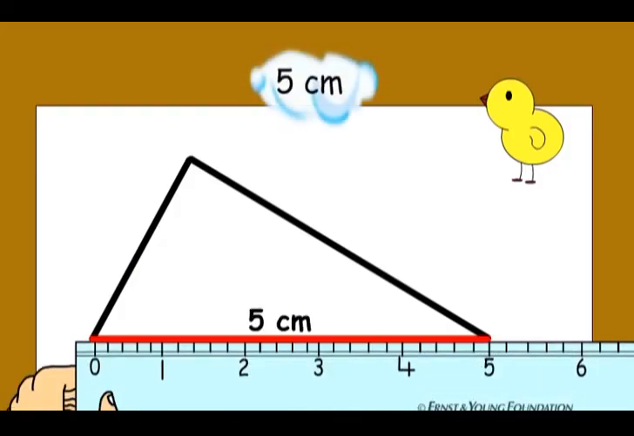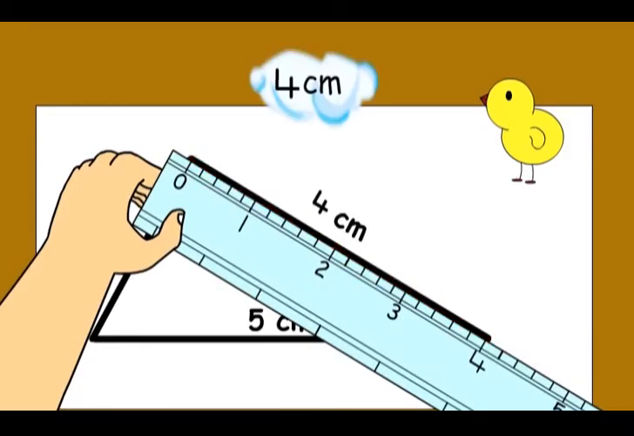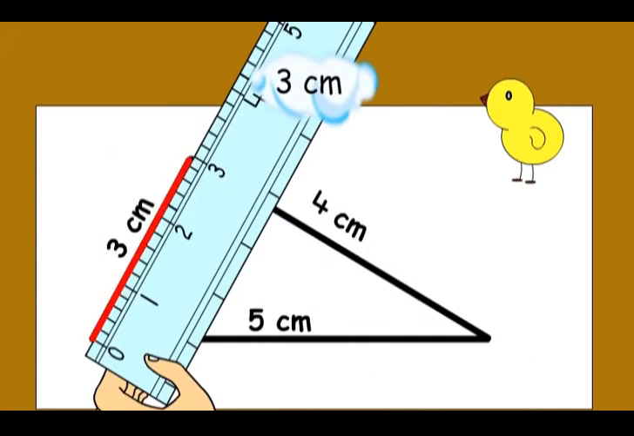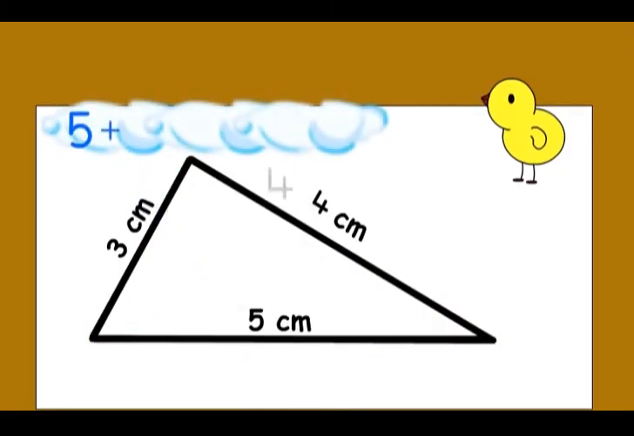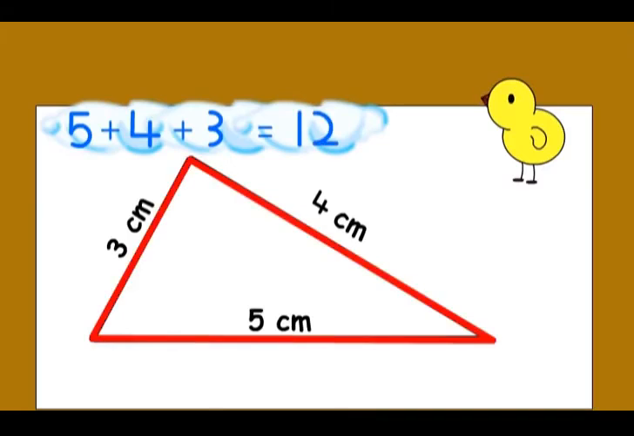This side is 5 centimeters, 4 centimeters, and 3 centimeters. Can you tell me the length of the boundary of this set square? Yes, Meenu, I will try. It is 5 plus 4 plus 3, which is equal to 12. So the length of the boundary is 12 centimeters.